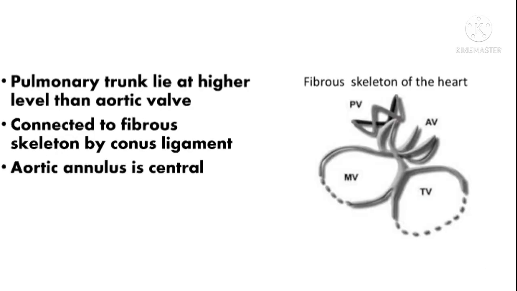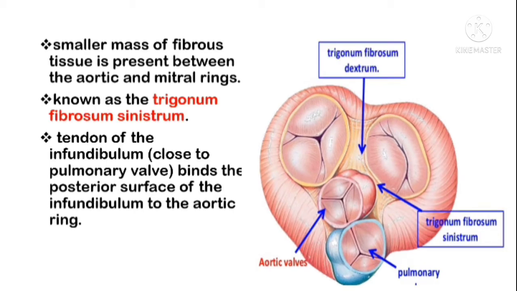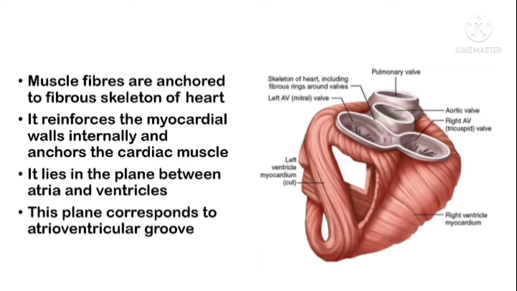The pulmonary trunk lies at a higher level than the aortic valve, connected to the fibrous skeleton by the conus ligament. The aortic annulus is central. There is a large mass of fibrous tissue between the atrioventricular rings behind and the aortic ring in front. The mass is known as trigonum fibrosum dextrum. A small mass of fibrous tissue is present between the aortic and the mitral ring, that is known as trigonum fibrosum sinistrum. The tendon of the infundibulum, close to the pulmonary valve, binds the posterior surface of the infundibulum to the aortic ring. The muscle fibers are anchored to the fibrous skeleton of the heart.